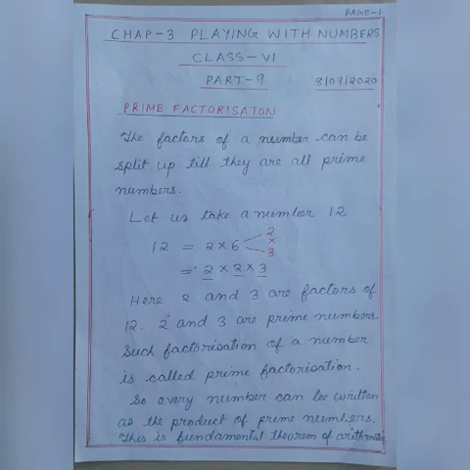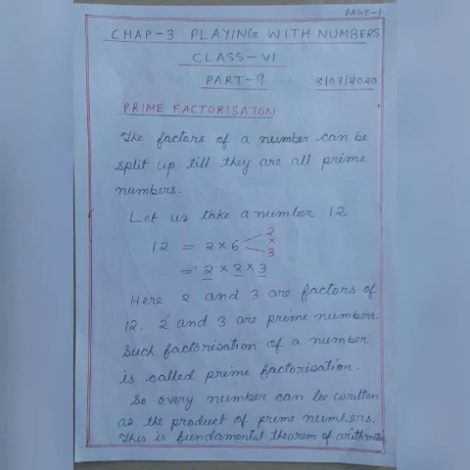Let us take 12 as a number. 12 is equal to, as we know, 2 into 6. 6 is equal to 2 into 3. So I can write 12 equal to 2 into 2 into 3. Here 2 and 3 are factors of 12, and 2 and 3 are prime numbers also. Such factorization of a number is called prime factorization.